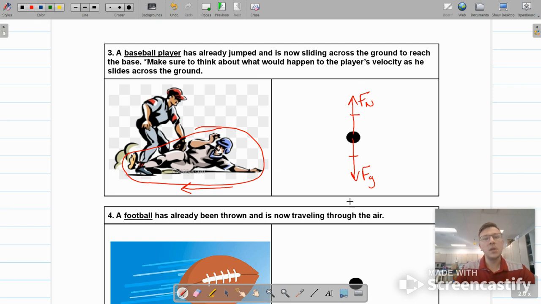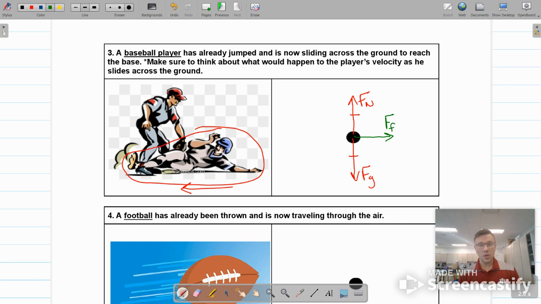Now, assuming this player is moving to the left here, once the player is sliding, there is no active force pushing or pulling on the player to get them to continue to slide to the left. There is no applied force to the left. However, what we are going to have, since they're sliding across rough ground, is a rightward force of friction.